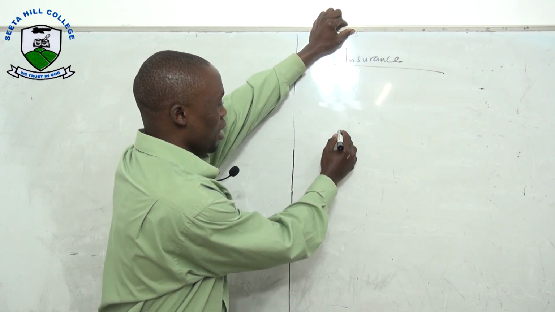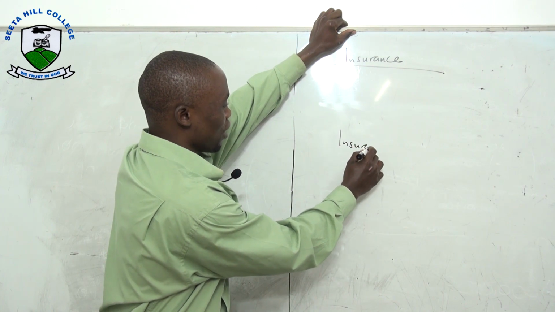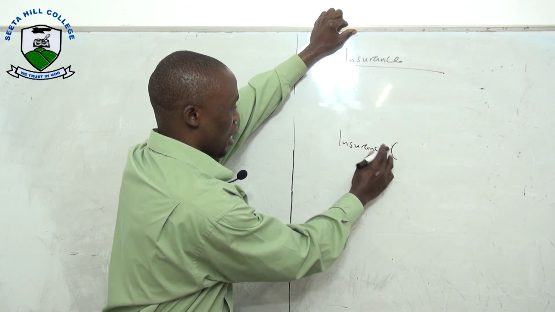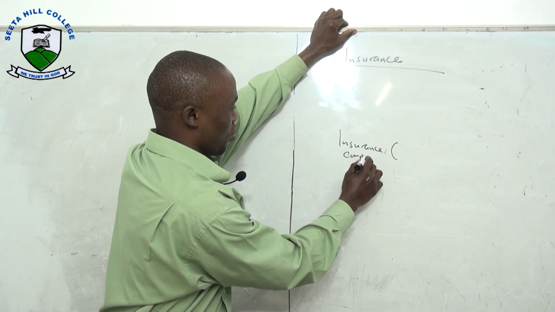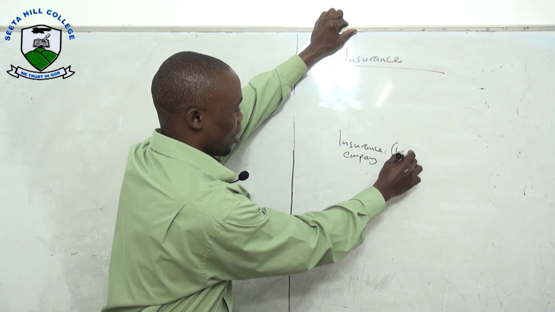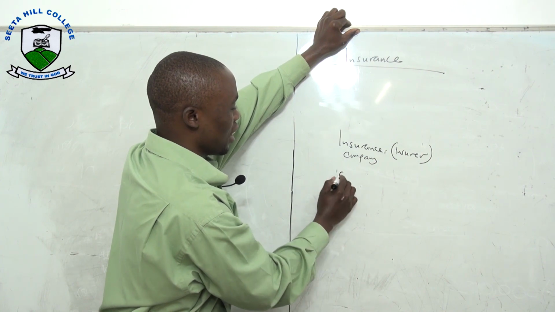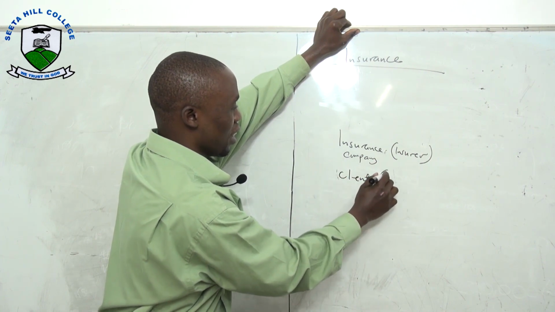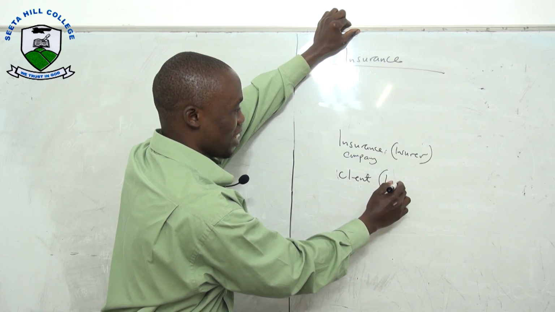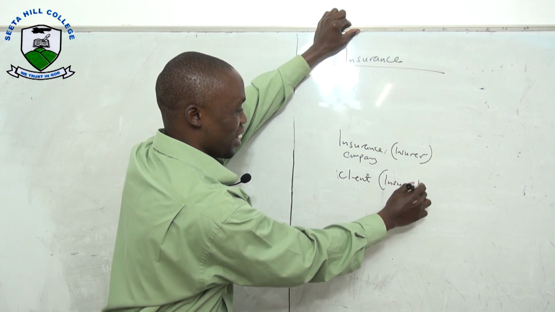Now, the insurance company here is called the insurer. Then for you, the client, their customer, is called the insured.